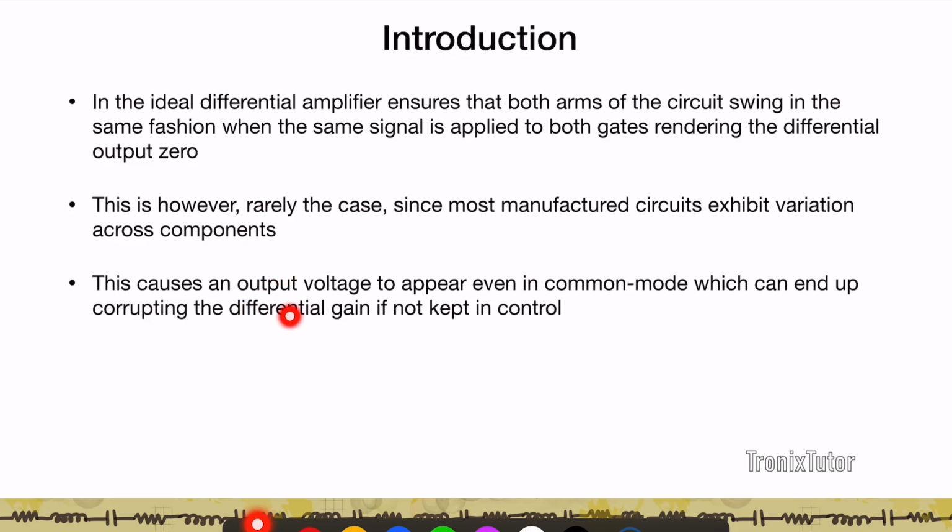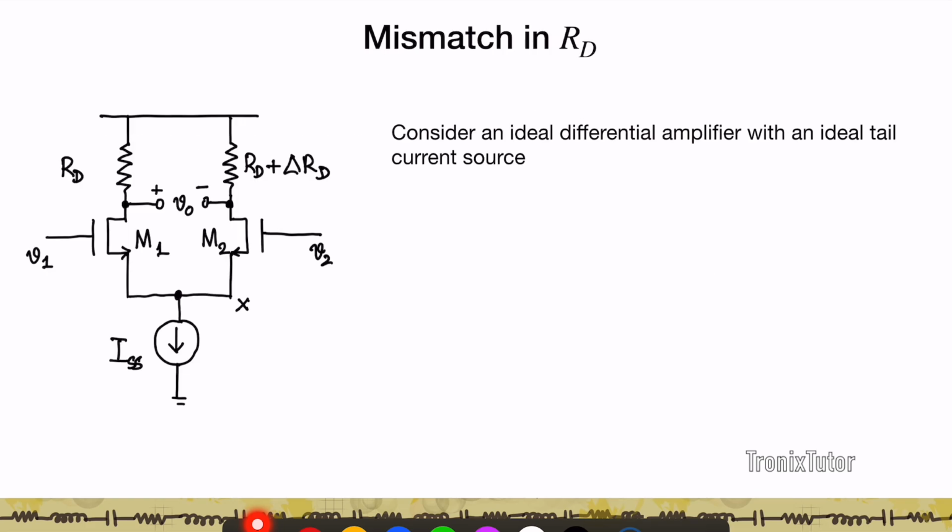Now, because of that mismatch, even in differential mode, an output voltage can appear at the differential output when the same input signal is applied to the differential pair, right? So this is something which is unwanted. We'll basically look at how this common mode signal comes about. This is known as the common mode gain, and what are the circuit parameters that impact this common mode gain. So let's look at mismatch in a couple of ways.